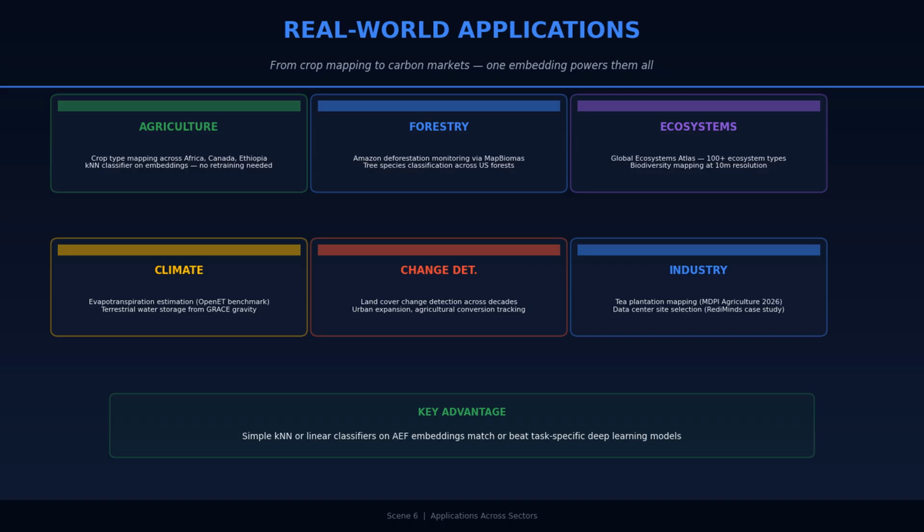For climate science, the embeddings improve evapotranspiration estimation on the OpenET benchmark and capture water storage dynamics from GRACE gravity data. Change detection across decades becomes straightforward by comparing embedding vectors over time. Published applications include tea plantation mapping in an MDPI Agriculture 2026 paper and data center site selection by DeepMind's. The key advantage: simple classifiers on these embeddings consistently match or beat task-specific deep learning models that require far more data and compute.